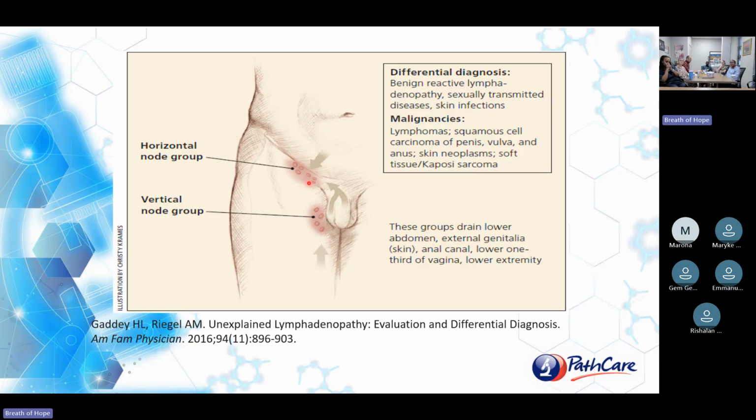If there's a lymphoma in the immediate area, you'll see that lymphoma, or if there are malignancies of the genital area or the skin in that area. And with the vertical inguinal node group, you need to think also of the anal canal and the vagina.